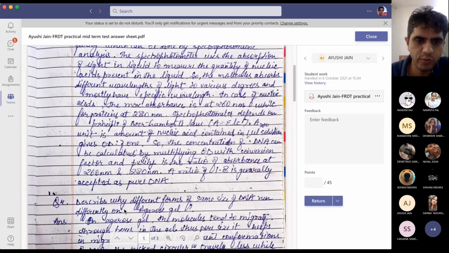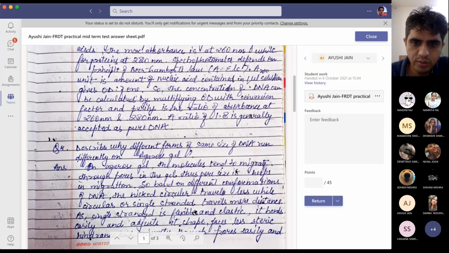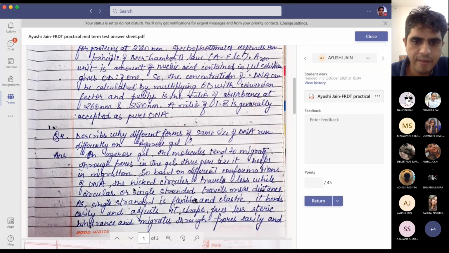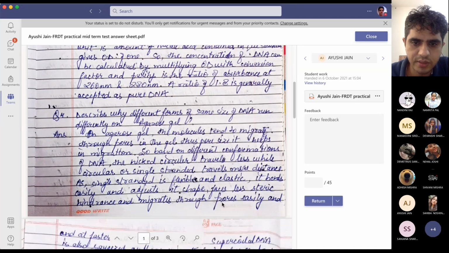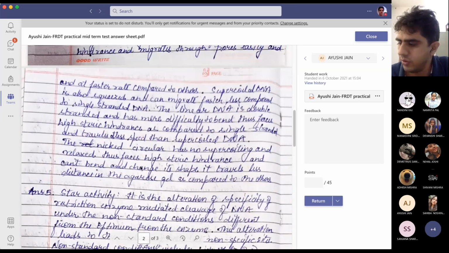Then question number 4, describe why different forms of the same size DNA run differently. A molecule tends to migrate through the pores of the gel, so gel size helps migration based on the different forms. Linear and circular travel differently, while circular DNA bends easily and adjusts its shape. Yes, that's right. Supercoiled is also required. So this is right, and for this also 5.